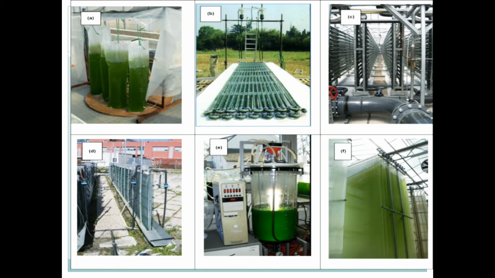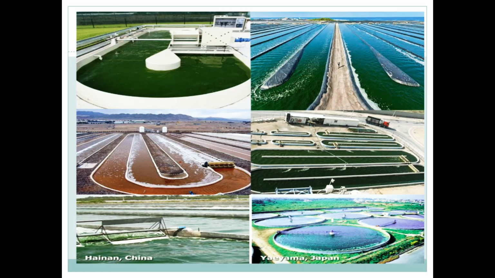This is the image of a photobioreactor. There are many types of photobioreactors, for example, vertical photobioreactor, tubular photobioreactor, open pond system or closed pond system. These are the closed systems and these are the open pond system bioreactors.